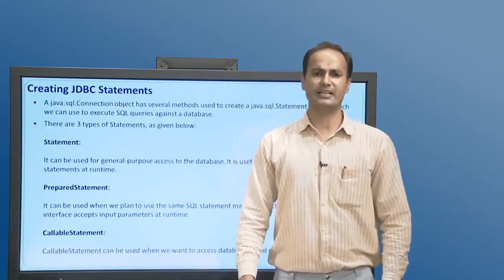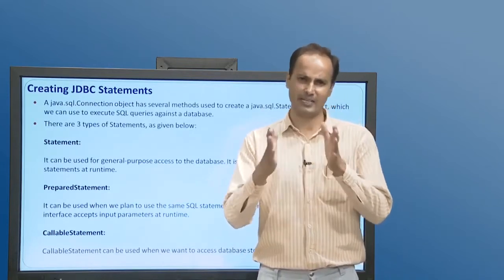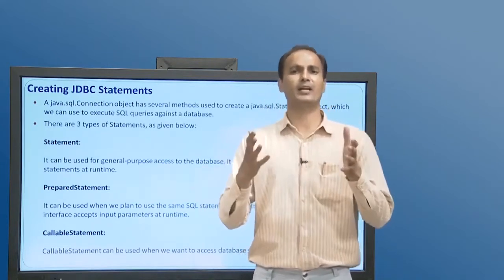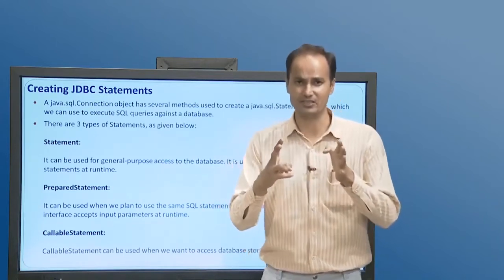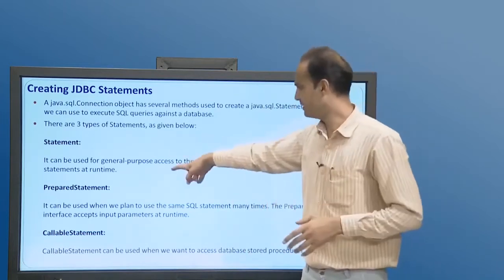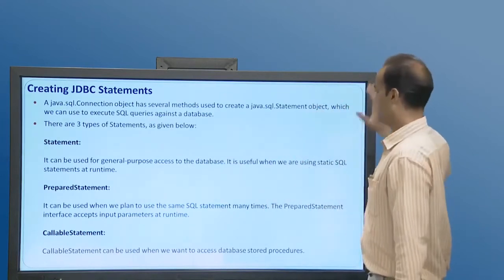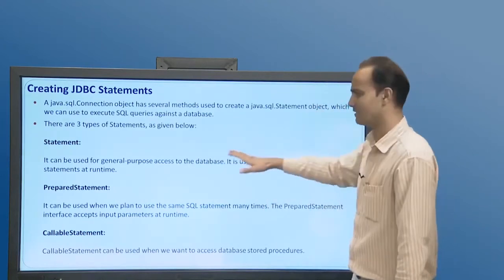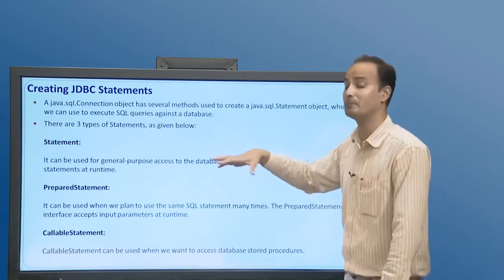Now, creating a JDBC statement. When we are talking about a statement, we can say the statements allow us to fire the queries to the underlying database. So, there are three kinds of statements available in JDBC. One is a normal statement that we have already seen, used for general purpose access to the database. It is useful when we are using static SQL statements at runtime. Second is the prepared statement.